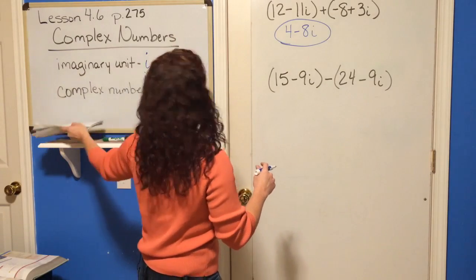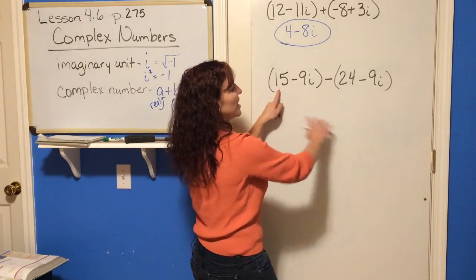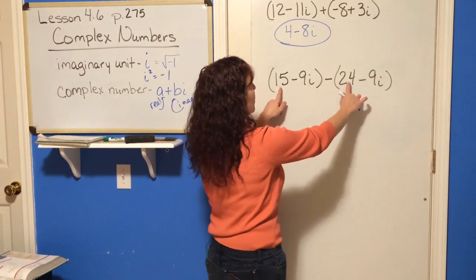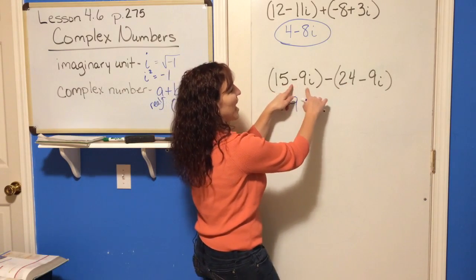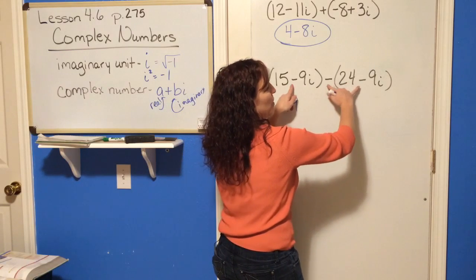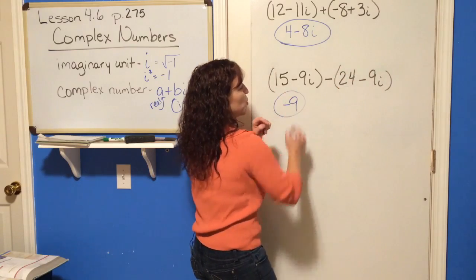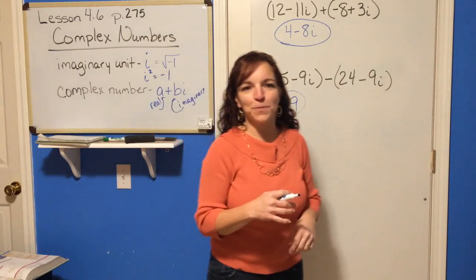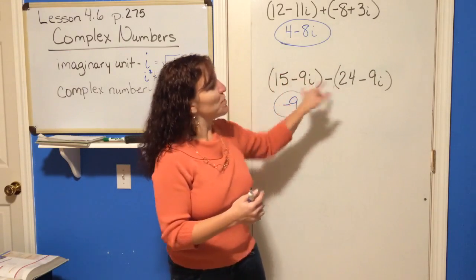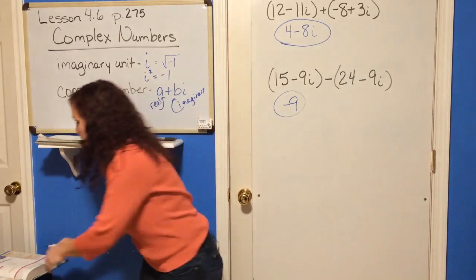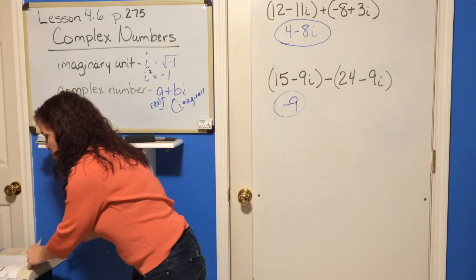So now that you paused and did it, you're going to have 15 minus 24, which is negative 9. And now be careful here because you've got negative 9i minus a negative, which makes that plus. So negative 9i plus 9i will drop out. So negative 9 is your final answer. So combining those like terms, adding and subtracting, should be fairly simple. Just make sure that you combine those like terms. There are some more guided practice problems if you would like to try some more on page 276.